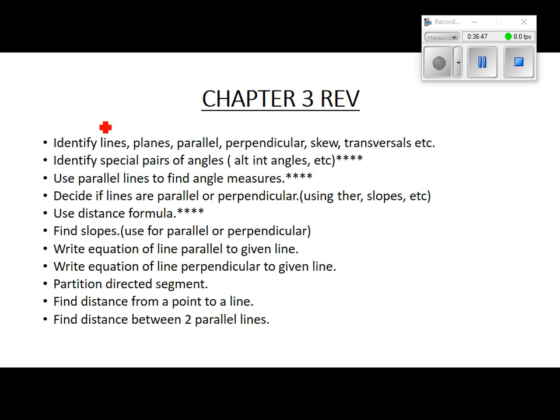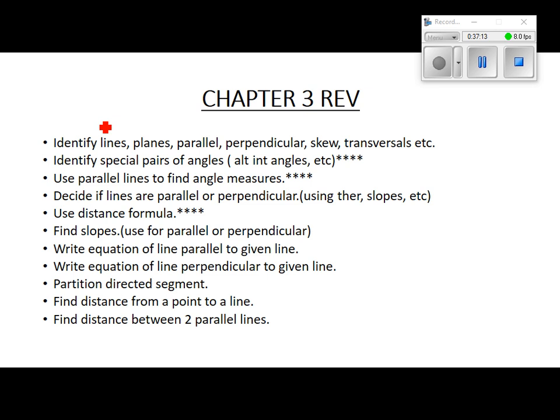Use the distance formula. We've only used it like once or twice the whole chapter, so that's not really important. Make sure you know how to do that. It probably will stay up there. Be able to find slopes of lines. If lines are parallel, what do you know about their slopes? They're the same. If lines are perpendicular, what do you know about their slopes? Opposite reciprocals or negative reciprocals or whatever you want to call them.